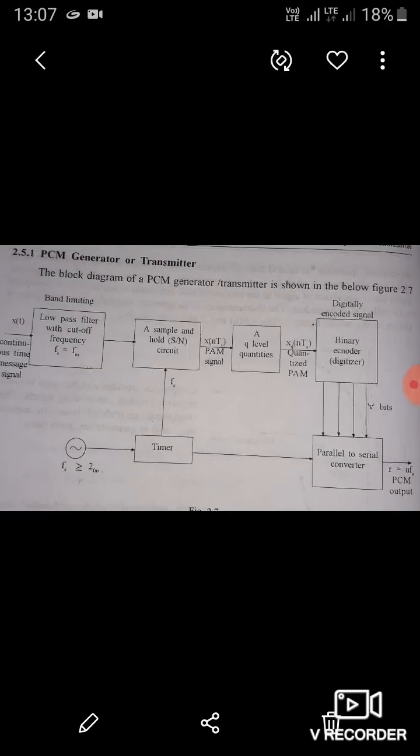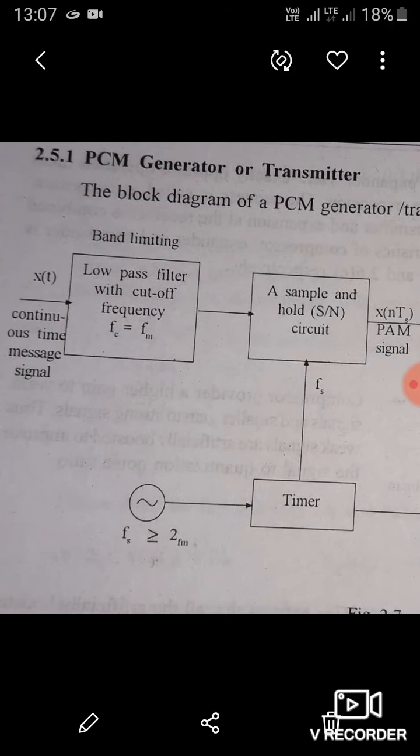Assalamu alaikum students. In this class we are going to study about the PCM, that is the pulse code modulation technique. It is the modulation technique which comes under digital communication.